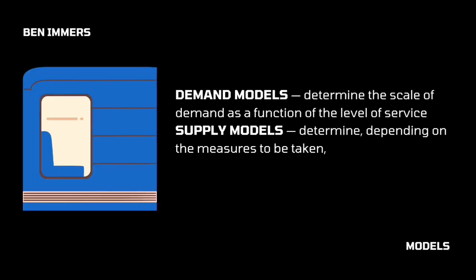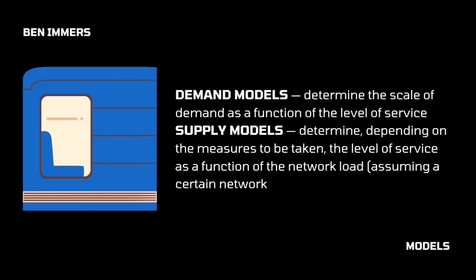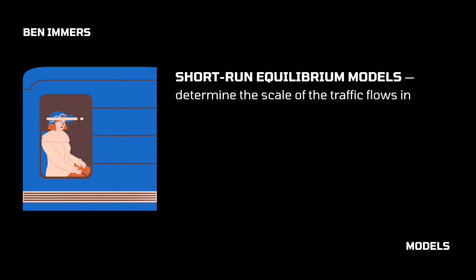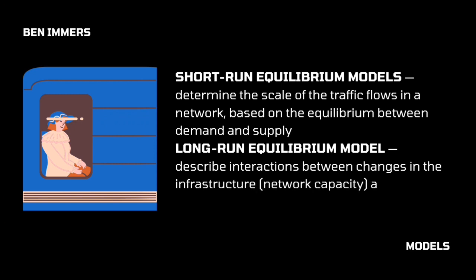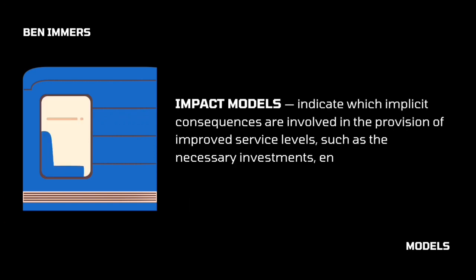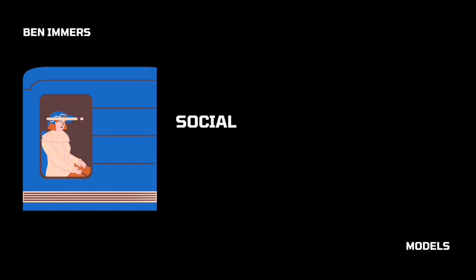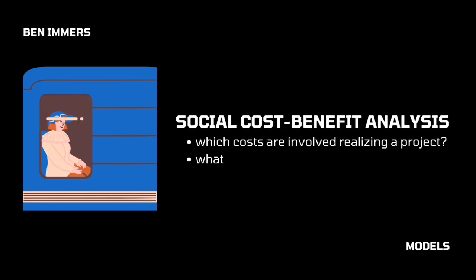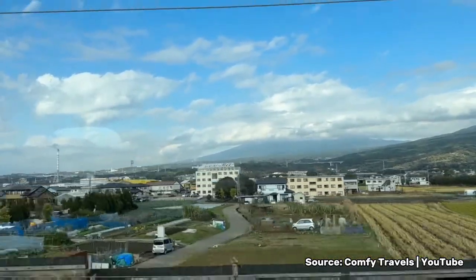In Ben Immer's lecture, he identified models that help determine the impact of the various options, namely demand models, supply models, short-run equilibrium models, long-run equilibrium models, and impact models. The output from any of these models will generate the input for a social cost-benefit analysis. This ends our first stop.